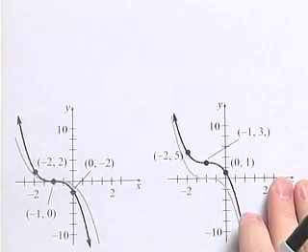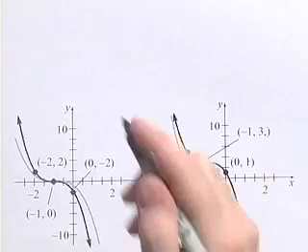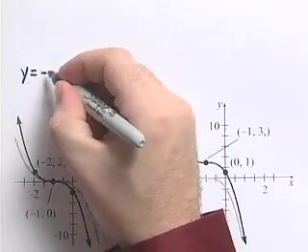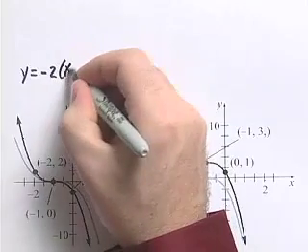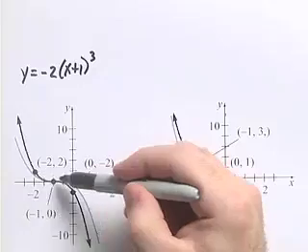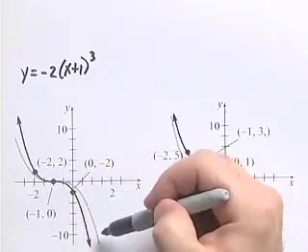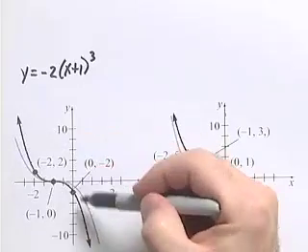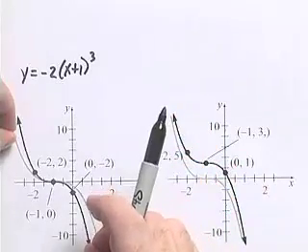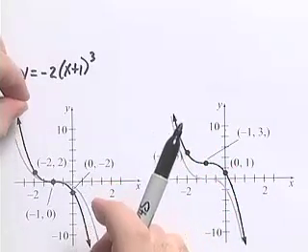Our next step is to multiply by 2. That's going to be a vertical stretch by a factor of 2. And that will give us the graph of y equals -2 times (x plus 1) cubed. And the shaded graph represents our previous graph. And we can see what happens after we do the transformation. This vertical stretch basically grabs the ends of the graph and pulls them up, so we get this kind of stretching here.